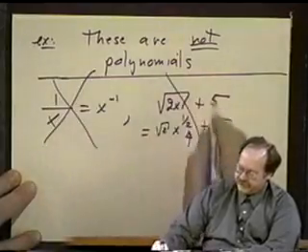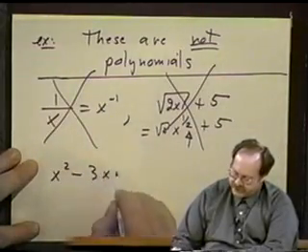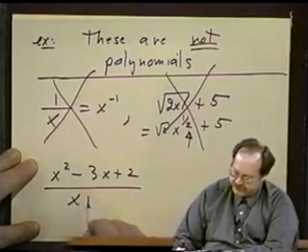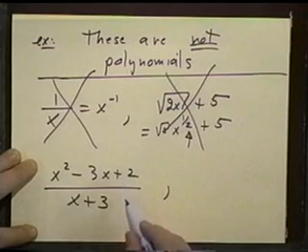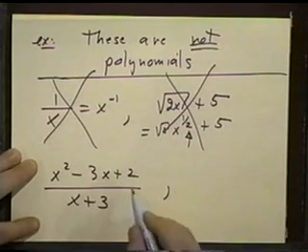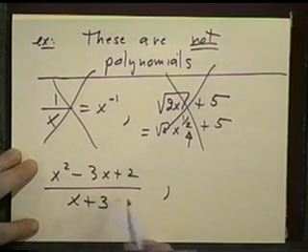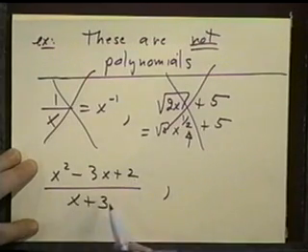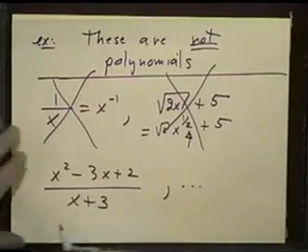These are not polynomials. And you might see something more complicated. X squared minus 3x plus 2 over x plus 3. Not a polynomial. It is a rational function, which we'll discuss later, a rational expression. But it's the division of two polynomials, that's true. The top's a legitimate polynomial and so is the bottom. But this expression is not a polynomial.